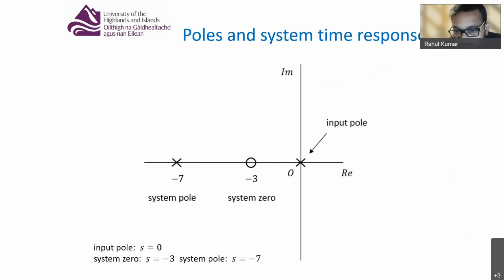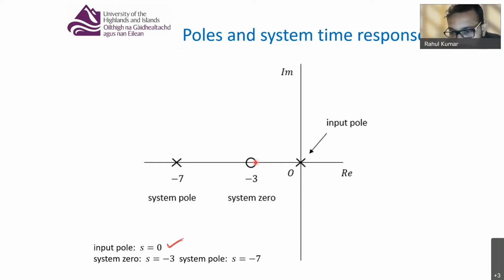And then what I will do is plot them on a pole-zero plot. My input pole was at s equals 0, so I have put a cross at s equals 0. Now the system zero was at s equals -3, right? So -3 is here, and I have put a zero, or a circle, at -3.